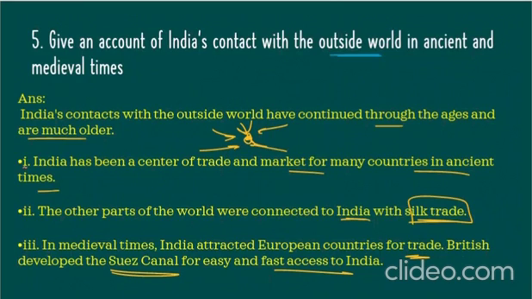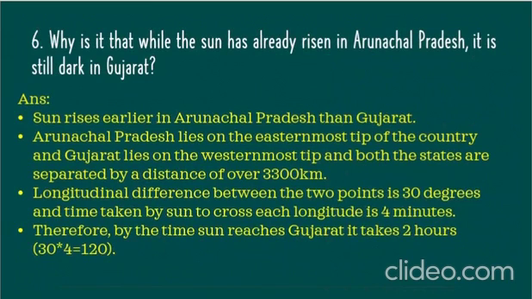Question number 6 is one important question. Why is it that while the sun has already risen in Arunachal Pradesh, it is still dark in Gujarat? Now, this is one important question. It is true that the sun has already risen in Arunachal Pradesh, right? But the sun didn't come yet in Gujarat. Why is it so? Now, the sun rises earlier in Arunachal Pradesh than Gujarat.